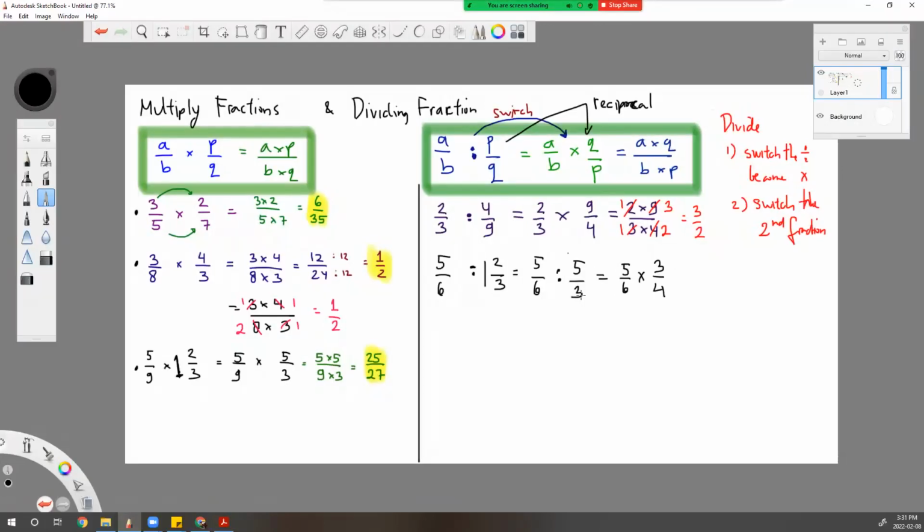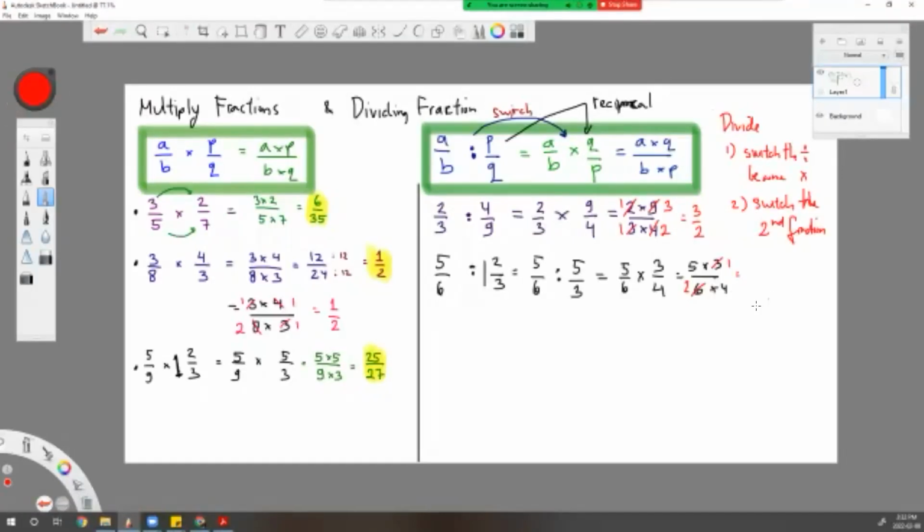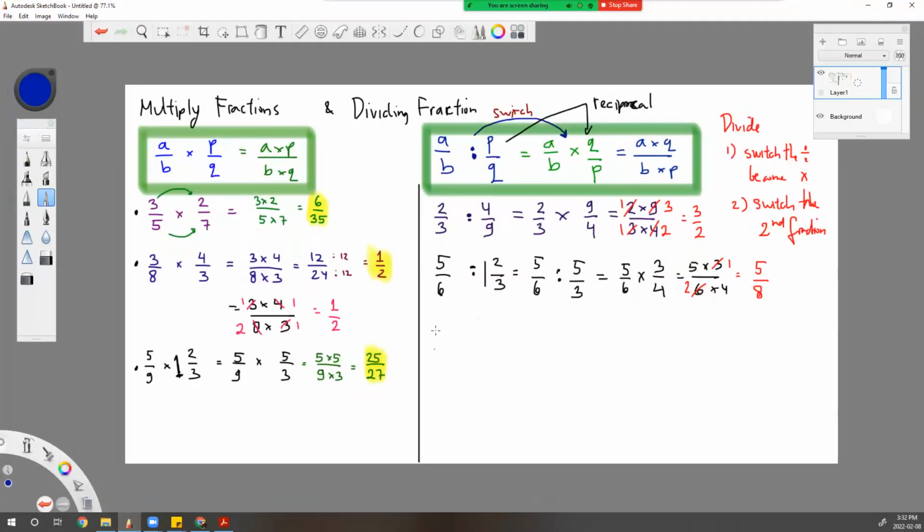Okay, now 5 times 3 over 6 times 4. What next now? You can try to simplify. 3 divided by 3 is 1, 6 divided by 3 is 2. We can simplify, but we cannot simplify further after you do 3 and 6. So, okay, let it be. 5 times 1 is 5, 2 times 4 is 8. So it is longer, but you know how to deal with it, right? Let's go to the next example. Last example on the division.